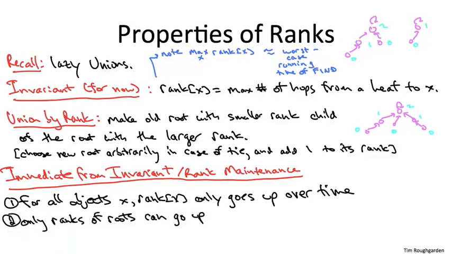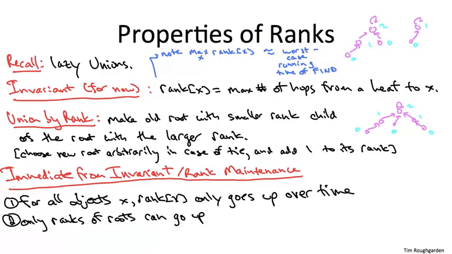So the second property is again pretty much trivial, but really, really useful. What is the situation in which somebody's rank gets bumped up by 1? Well, it's only when we take the union of two trees that have a common rank, and then whichever of the two roots we pick to be the root of the new bigger tree, that's the object whose rank gets bumped up by 1. It's the new root of this fused tree. So in particular, the only type of object that can ever get a rank increase is a root.